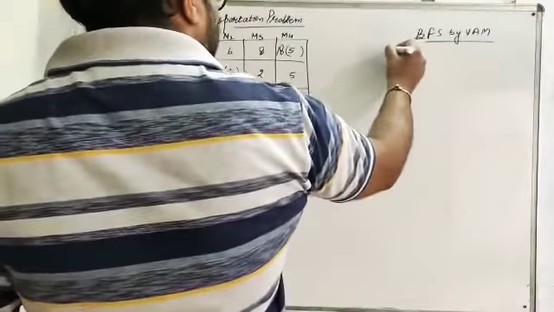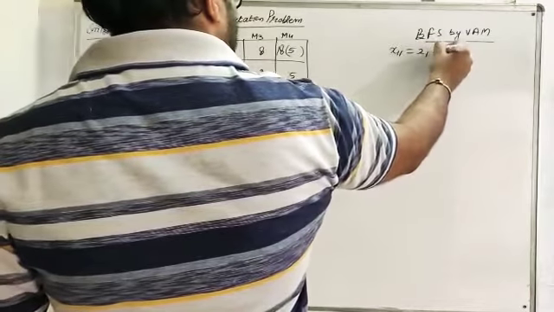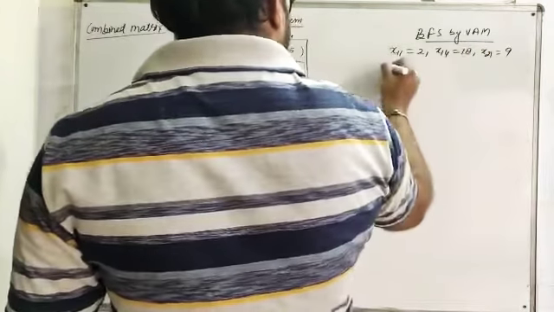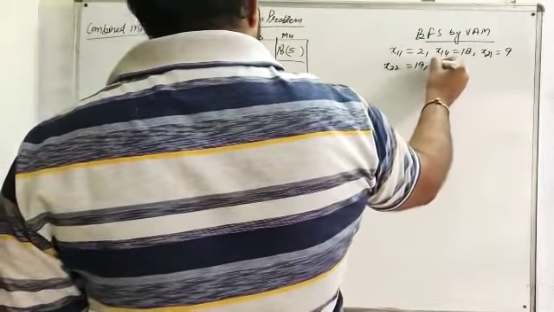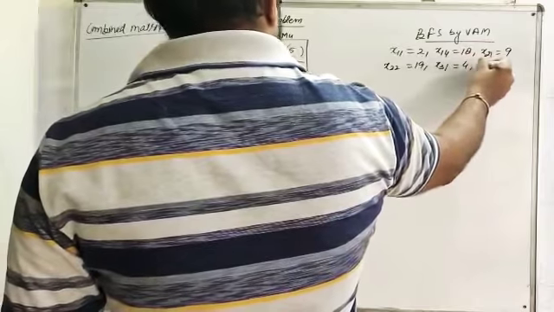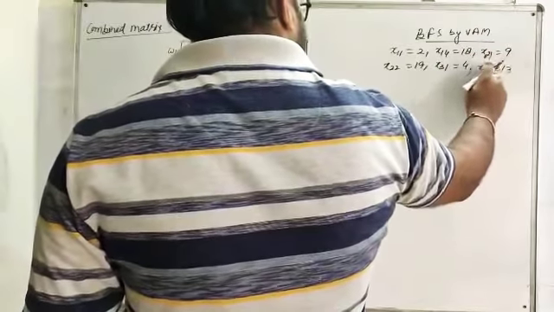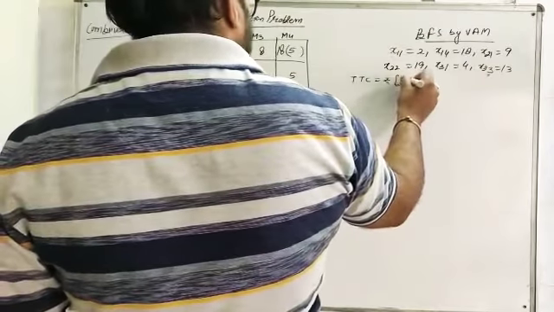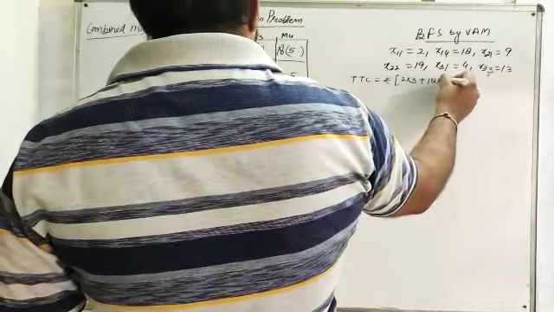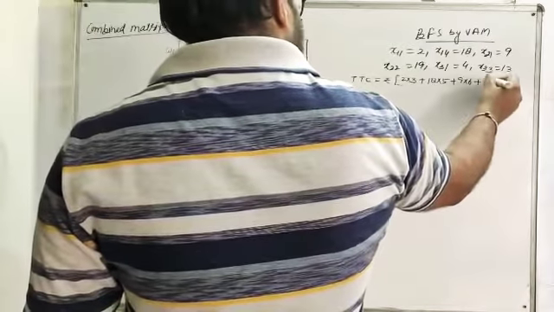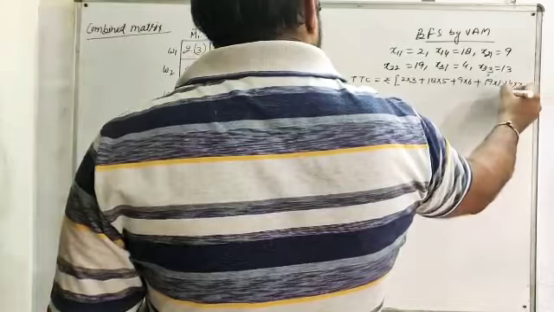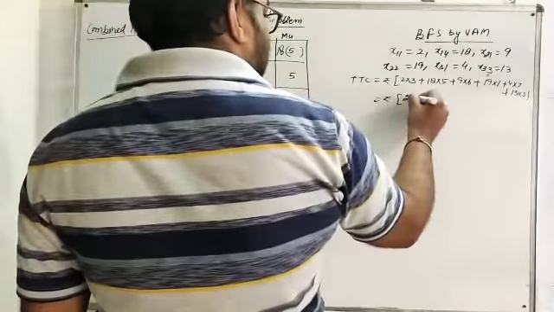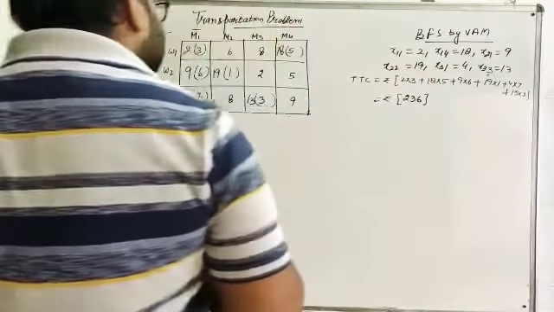So the BFS are x11 equals 2, x14 equals 18, x21 equals 9, x22 equals 19, x31 equals 4, x33 equals 13, and the total transportation cost is equal to 2 into 3 plus 18 into 5 plus 9 into 6 plus 19 into 1 plus 4 into 7 plus 13 into 3, which is equal to 236. Now we have to test optimality.